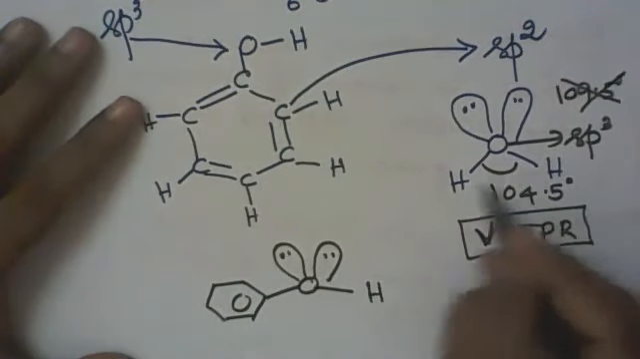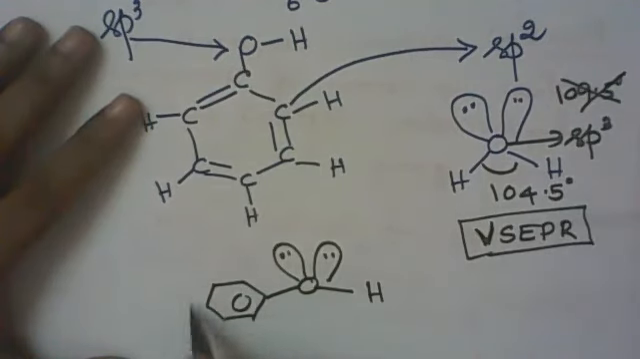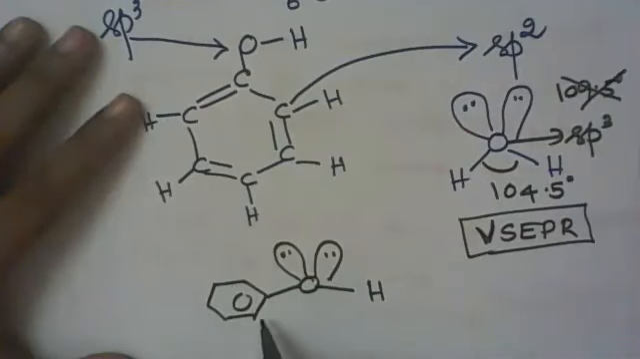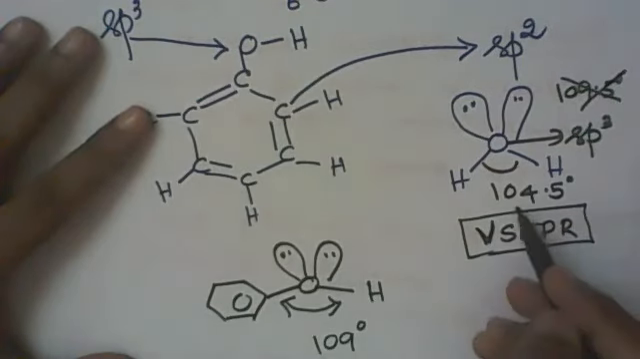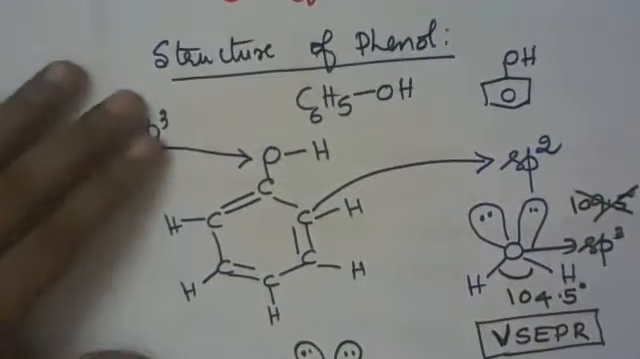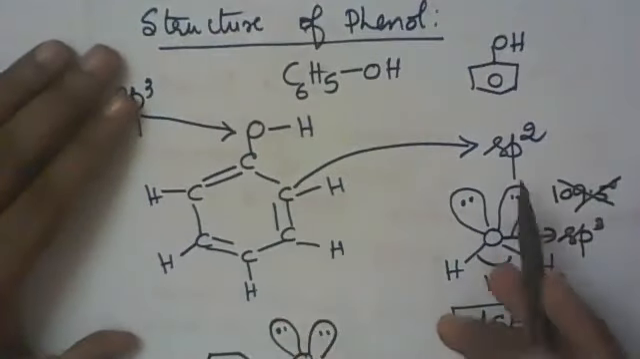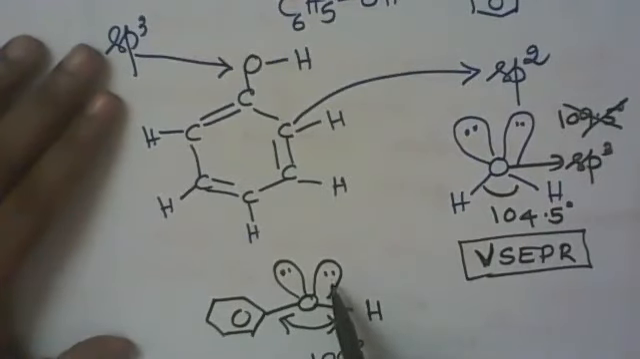Here, hydrogens were there. Hydrogens are smaller atoms. Now, one of the hydrogen atoms is replaced by a benzene ring. So what will happen now? Bulkiness increases. When bulkiness increases, the bond angle increases, and the bond angle becomes about 109 degrees, more than that of water, because of repulsion between these two groups. So this is the structure of phenol. The carbon atom is sp2 hybridized, and oxygen is sp3 hybridized. Oxygen also contains two lone pairs, right?